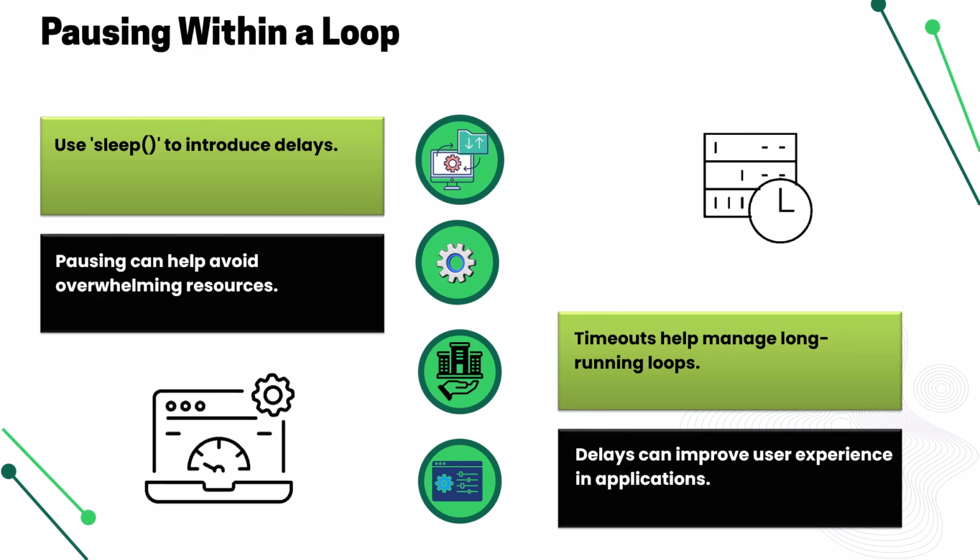Ever feel like your computer is rushing through things too quickly? Sometimes loops need a breather. Using sleep lets us slow things down when necessary, like sipping coffee instead of chugging it. Timeouts keep our loops from running endlessly, and pauses even make apps feel more natural. A well-timed delay can make our code behave politely rather than like an impatient toddler.